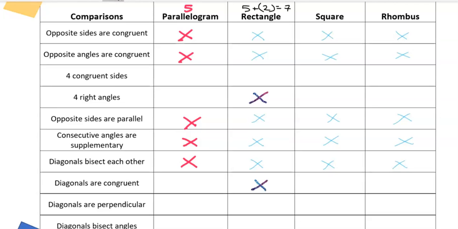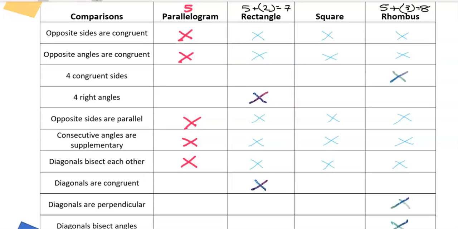In rhombus, on the other hand, you get the 5 from the parallelogram, but you get 3 extra ones for that. And those 3 that we just discussed were that the sides are all congruent, the diagonals are perpendicular, and the diagonals bisect the corners. Those are the 8 that apply to rhombus.